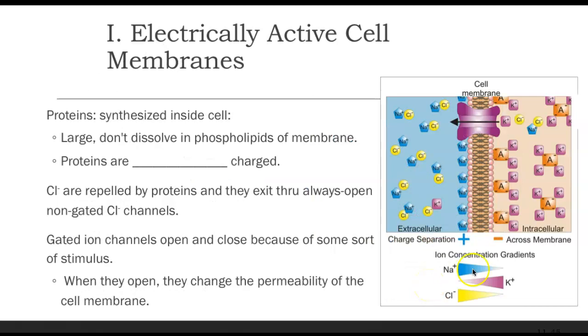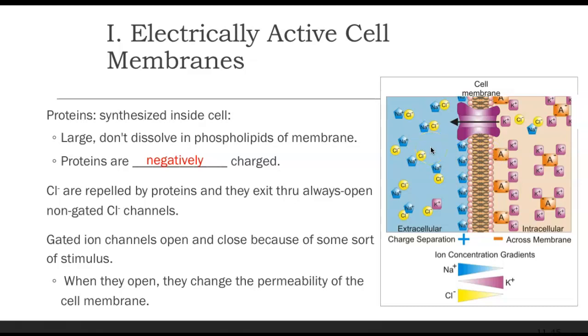So as I mentioned in the previous slide, we have these large proteins inside of the cell. They are not going to dissolve in the phospholipids of our membrane, and our proteins are negatively charged. So here our potassium ions are really attracted to these large negative proteins. Now chlorine is repelled by these proteins, and they're going to exit through these always open non-gated channels, which aren't really pictured here. So they'll always be outside of the cell.